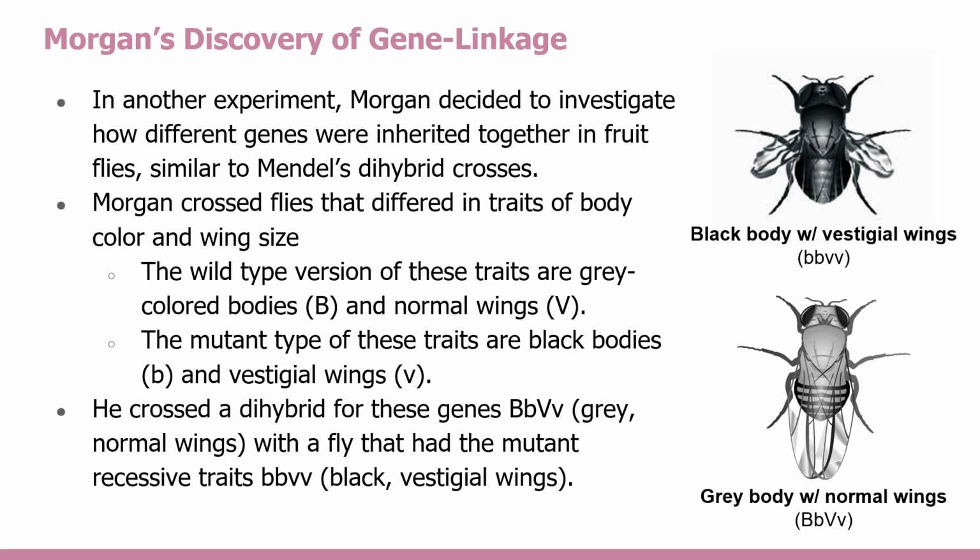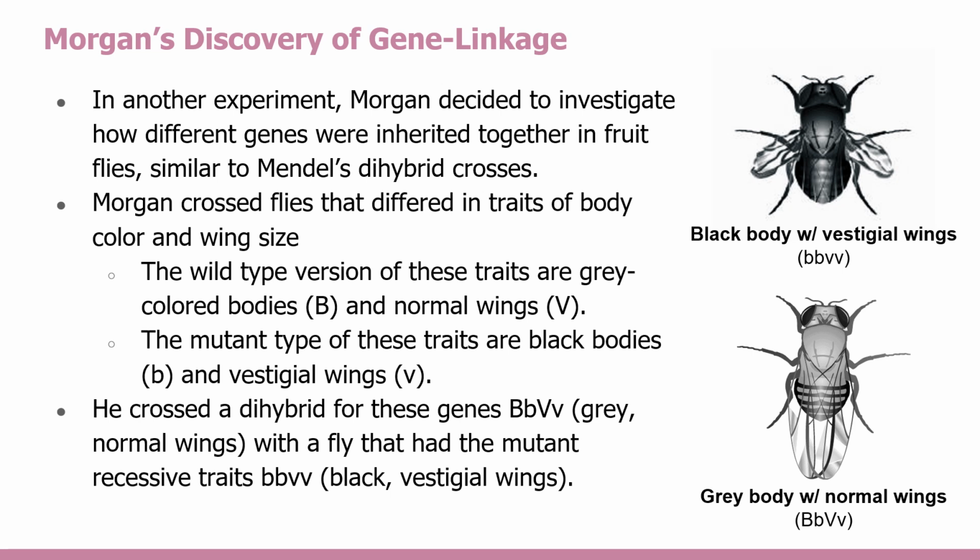So Morgan decided to investigate how different genes were inherited together in fruit flies. Morgan crossed flies that differ in traits of body color and wing size. The wild type, remember, this is the control, the normal of these traits, are gray colored bodies and normal wings. The mutant type would be black bodies and vestigial wings.